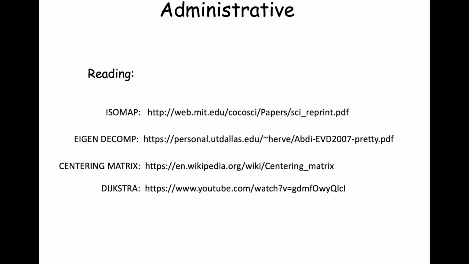And so the reading in support of this are the following links. There's one on Isomap, which is the method of interest that we'll be talking about today. You'll need to also look at a refresher on Eigen Decomposition, look at this entry concerning what a centering matrix is and what it does, as well as this video on Dijkstra's algorithm for computing the shortest path of distances.